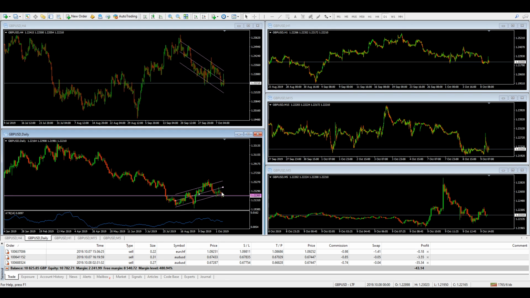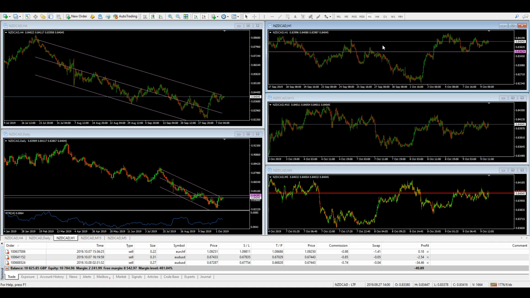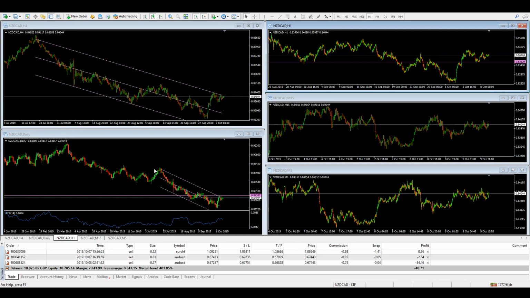So you don't want to sell into that, and you don't really want to buy into that because of the overall bearishness that you're seeing here. So just wait for clearer confirmation really on that one. Wouldn't be my choice today. Okay, so we got the NZD CAD. What we got going on here? So clear signs of bearishness on the daily, 4 hourly.